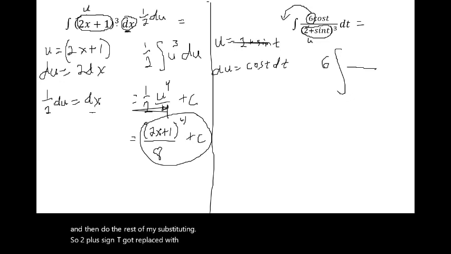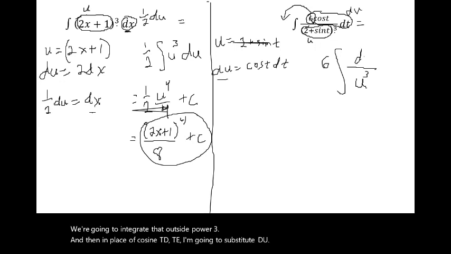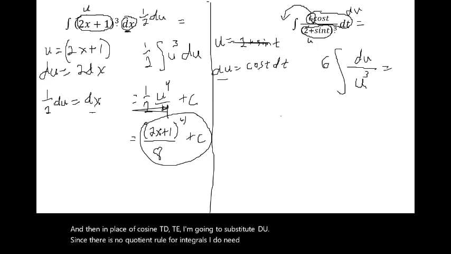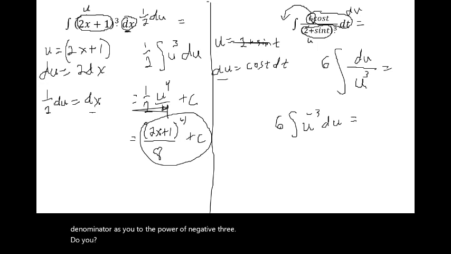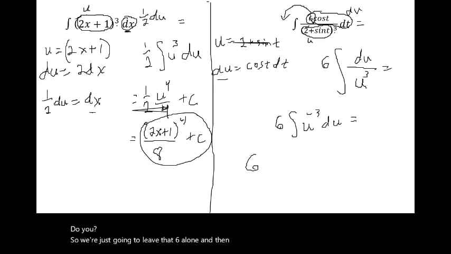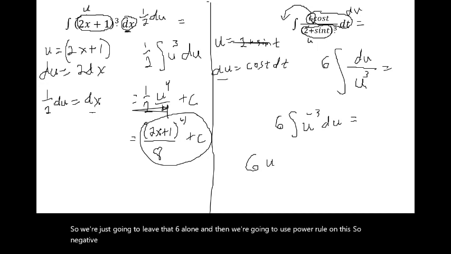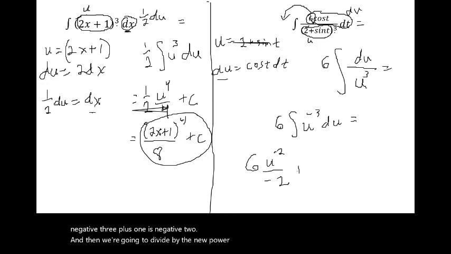It is in the denominator, so it does need to stay in the denominator. We're going to integrate that outside power 3. And then in place of cosine t dt, I'm going to substitute du. Since there is no quotient rule for integrals, I do need to rewrite that u cubed in the denominator as u to the power of -3 du. So we're just going to leave that 6 alone, and then use the power rule on this. So -3 plus 1 is -2. And then we're going to divide by the new power, -2, plus c.